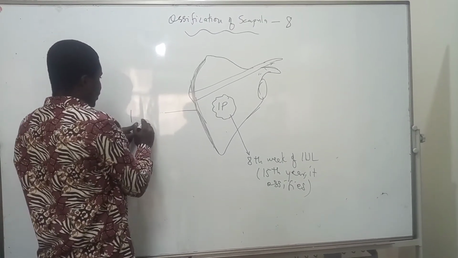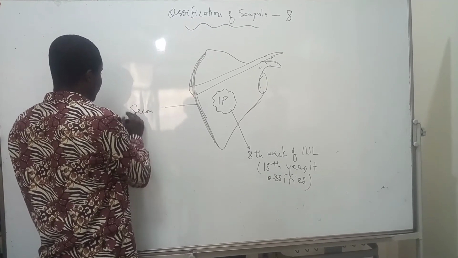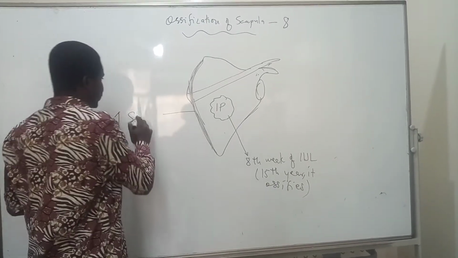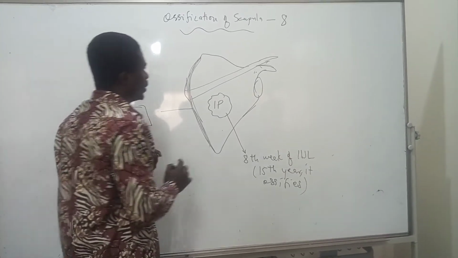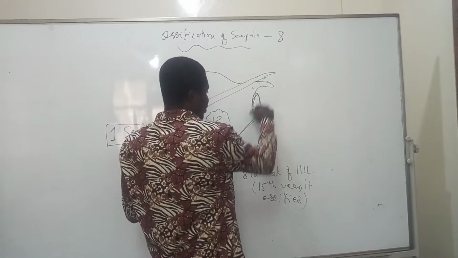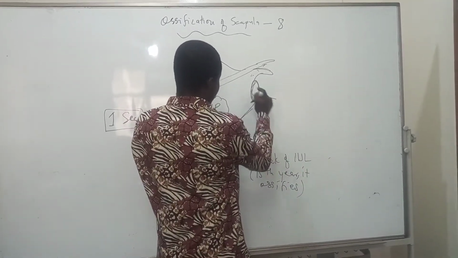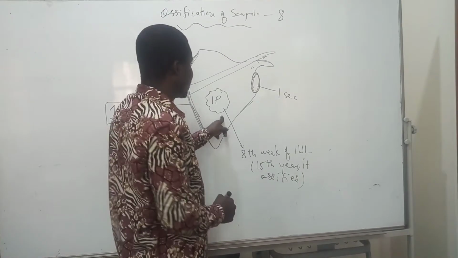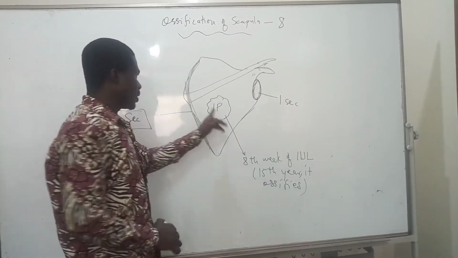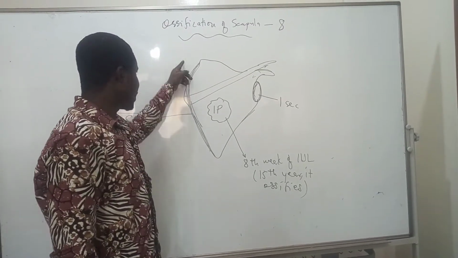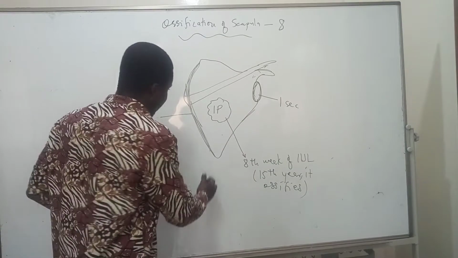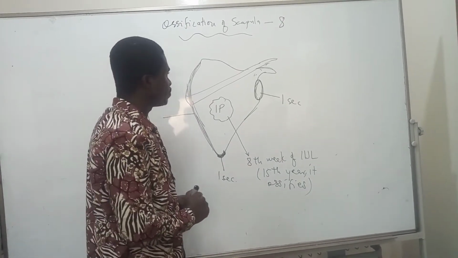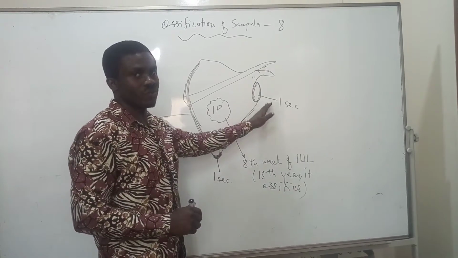So there is one secondary center here, one secondary center of ossification at the medial border, and there is one secondary center of ossification at the glenoid cavity. So far we've seen that there's one primary, one secondary at the medial border, one at the glenoid cavity, and then we also have one at the inferior angle. So there's one secondary center at the inferior angle. So far we've got 1, 2, 3, 4. We said there are 8.